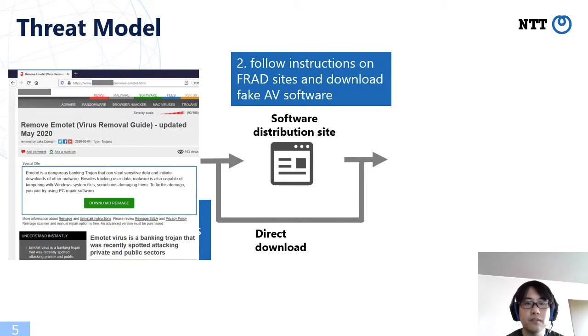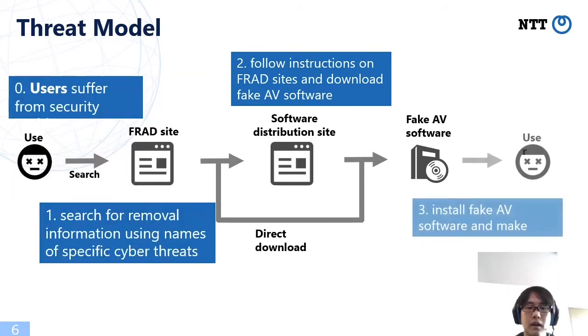Then users will read fake information on fraud sites and follow instructions for downloading fake AV software. Sometimes the installers of fake AV software are downloaded directly from fraud sites, and sometimes users are directed to software distribution sites of fake AV software. Finally, users install fake AV software and make the damage even worse. The point is that fraud sites exploit the psychological vulnerabilities of users who require removal information for cyber threats.